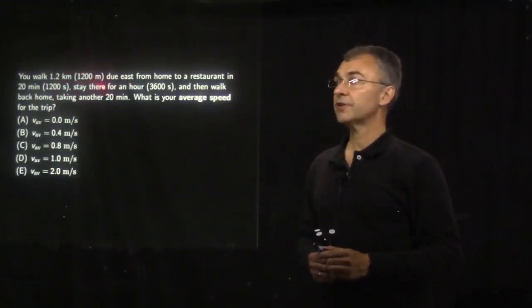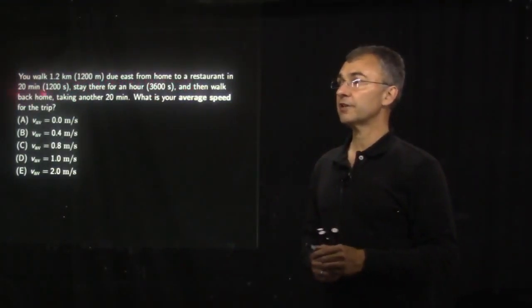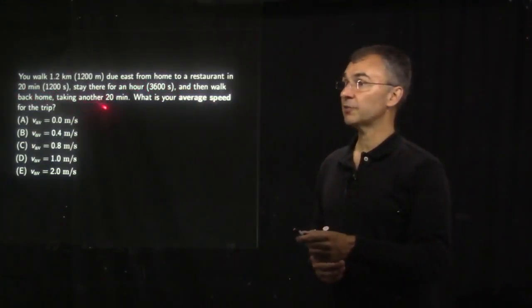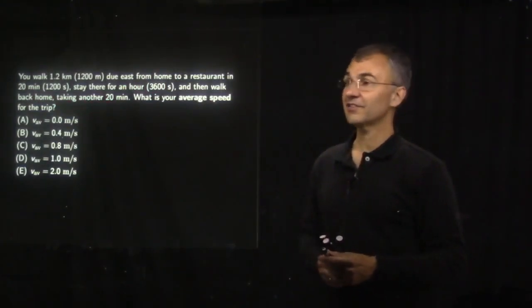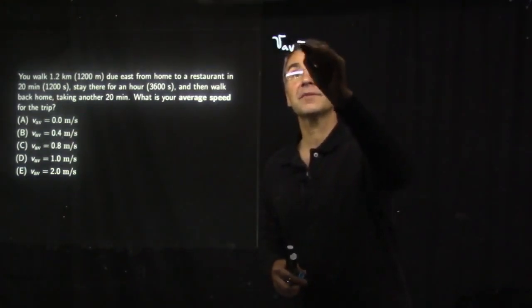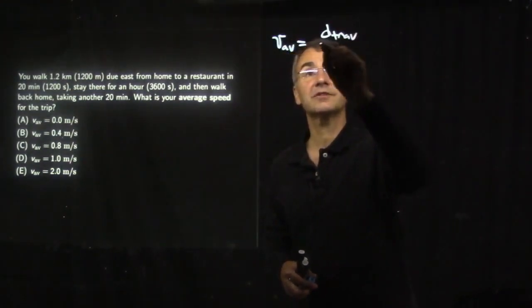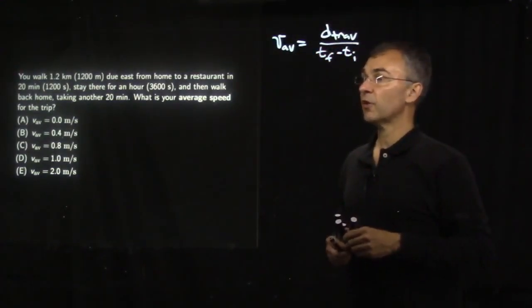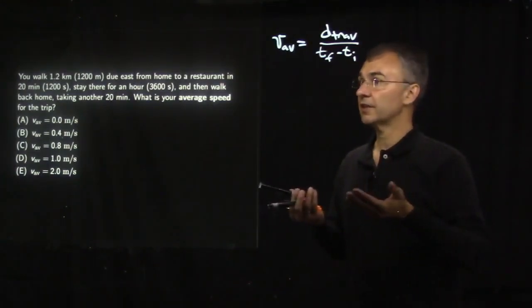You walk 1,200 meters due east from home to a restaurant in 1,200 seconds. You stay there for 3,600 seconds, and then you walk back home, taking another 1,200 seconds. What is your average speed for the trip? The average speed is the distance traveled divided by the elapsed time. And it seems like we have 3 segments. We walk east, and then we dwell and kind of do nothing, and then we walk west.